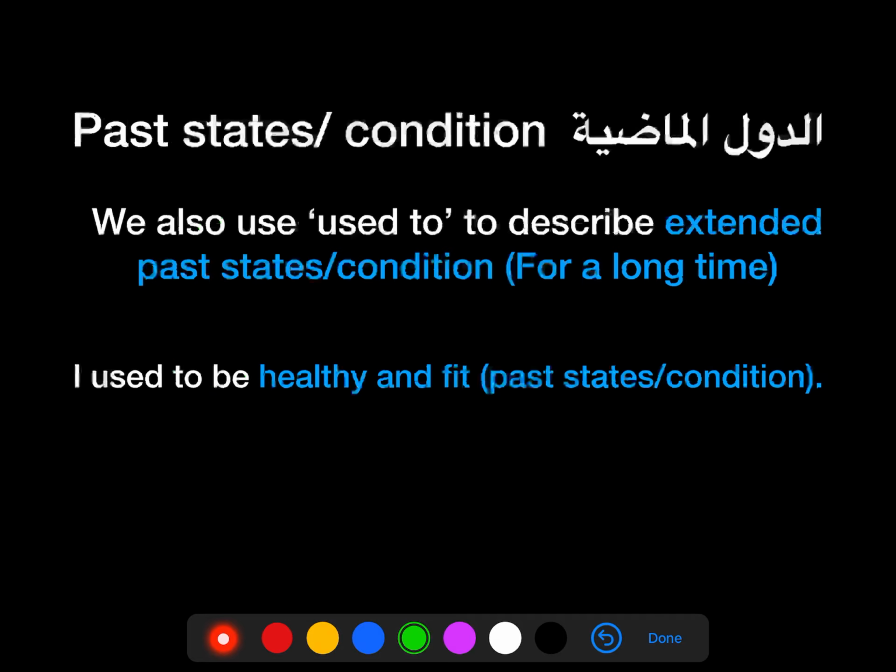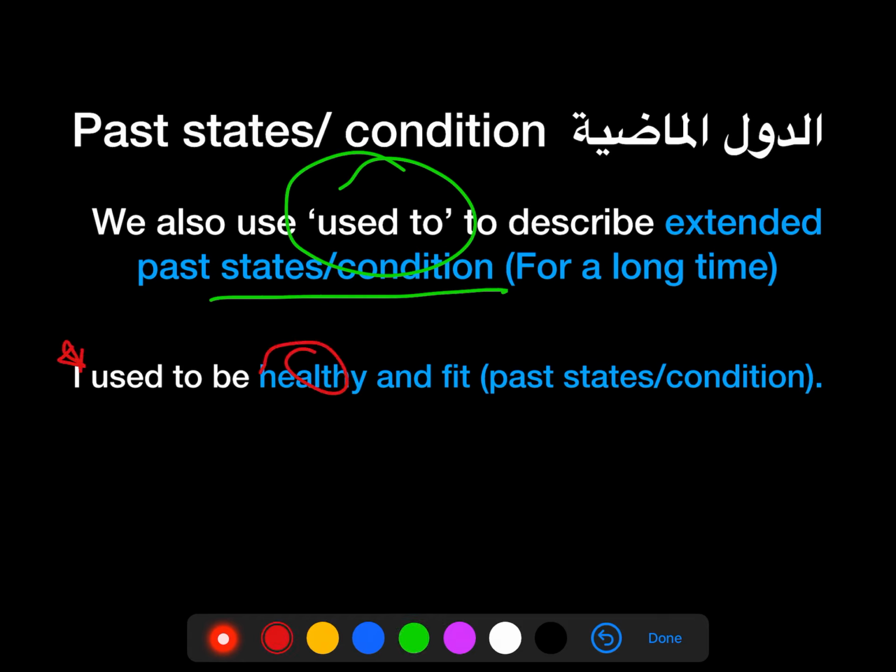So not only do we use used to describe past habits and repeated actions, we also use used to describe extended past states and conditions. Previously in the video, I said past states and conditions. It's simply about you, or about something, but mostly about yourself, myself, himself or herself, stuff like that. So let's have a look at the example here.